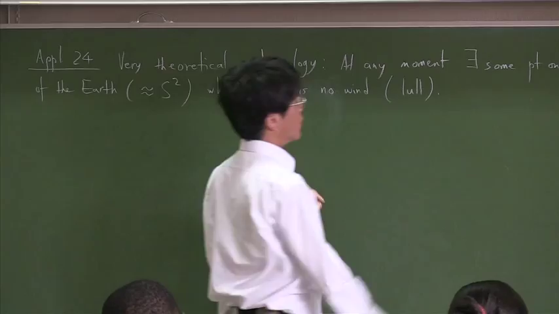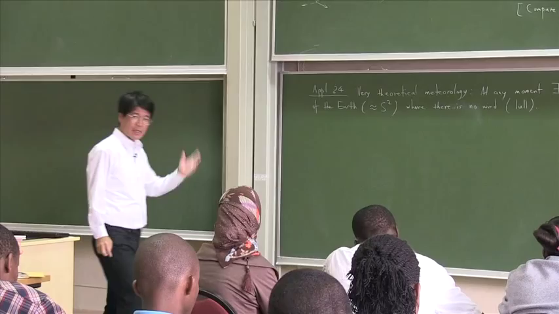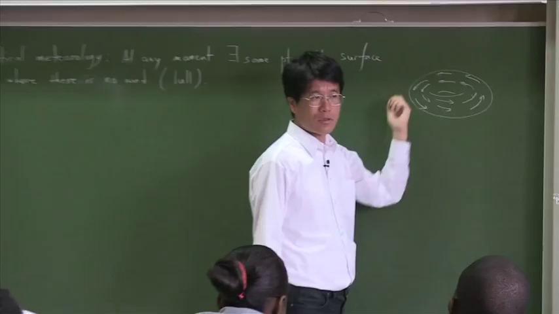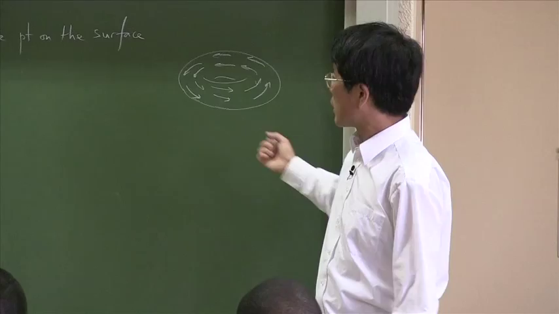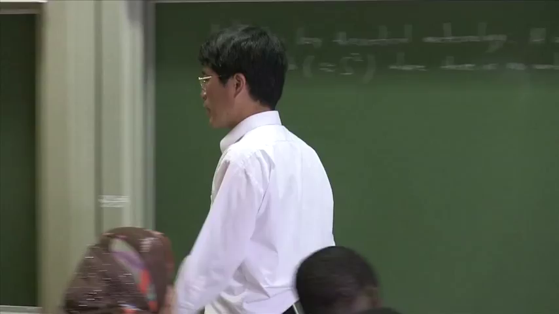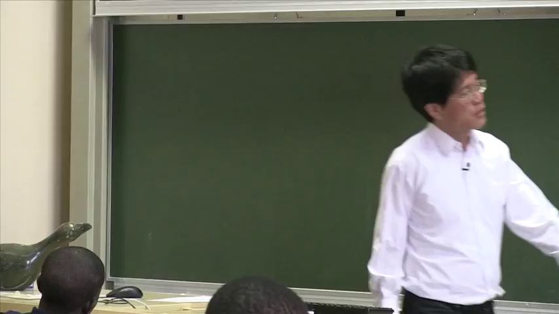Existence of lull. This statement is, of course, as I say, a bit of a joke, but it's by no means obvious. Depending on the topology of the surface, sometimes you can easily construct an everywhere non-zero wind field, if you like, but not on the surface of the Earth. So there are some problems with saying that the surface of the Earth is S2, but okay, please forgive us.